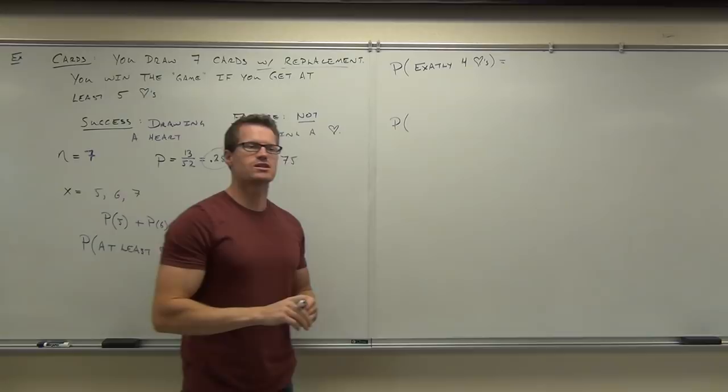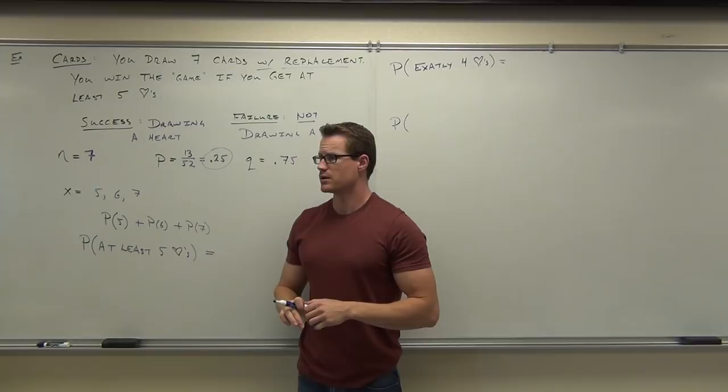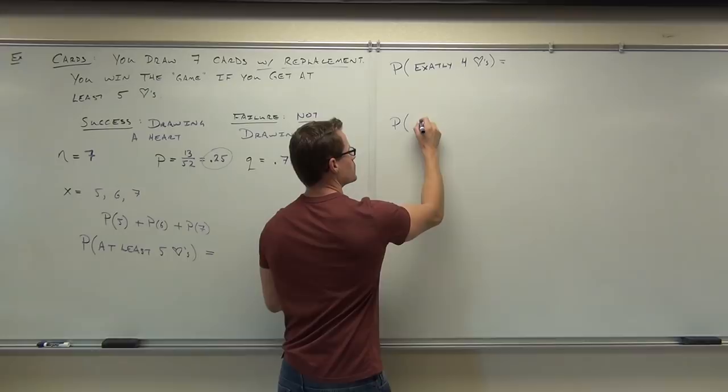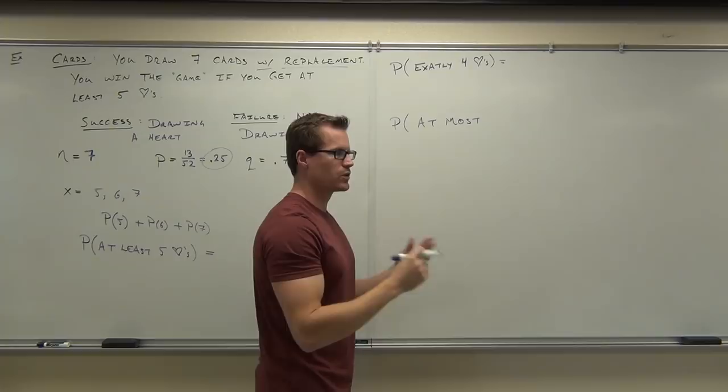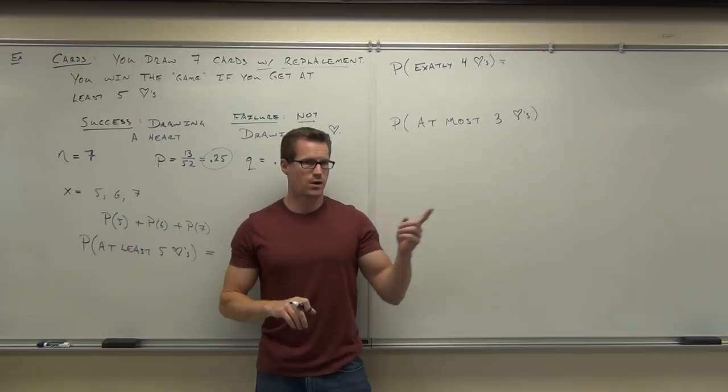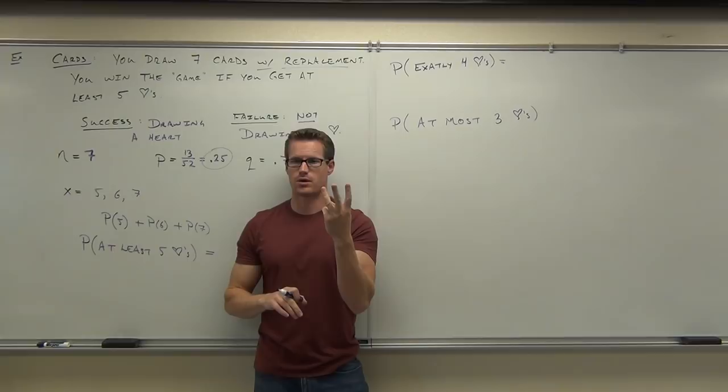Let's say this is our game now. Our game is you can have at most 3 hearts. At most 3. So let's see how that game would work out. If you drew a card, at most 3, could you draw no hearts? How would you win that game if you could only win with at most 3 hearts? No hearts would work. Sure, what else would work? 1 heart? 2 hearts? Would 3 hearts work? Yes, that's at most 3. How about 4 hearts? 5? 6? 7? How about 8? Would you even consider 8? No, because it's outside of our range.